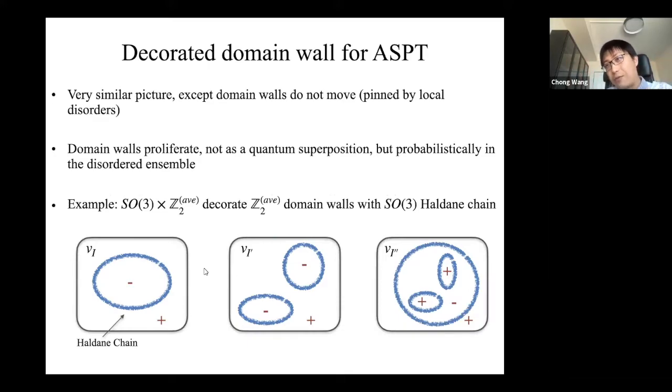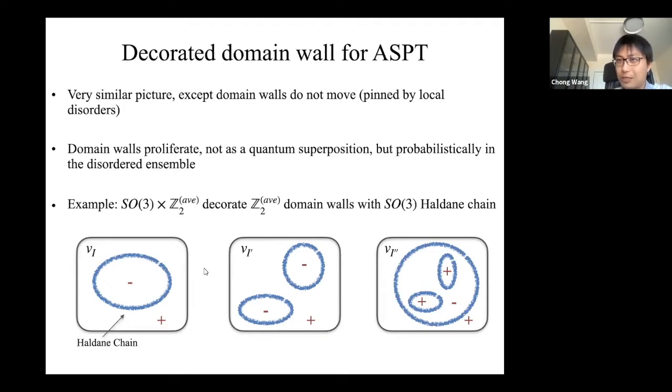Now let's think about the average symmetry SPT case. Well, the picture is actually very similar. You can certainly start again from a state that explicitly breaks the Z2 symmetry. Let's again think about SO3 cross Z2, and let's think about Z2 as an average symmetry now. So we start from the symmetry breaking state, and then we can have domain walls, and then we can have states decorated on the domain walls. In this case, let's decorate an SO3 Haldane chain, a non-trivial Haldane chain, on the domain wall. So the picture is very similar, except here we don't condense the domain walls. We don't form quantum superpositions of the domain walls. Instead, the domain walls don't really move.